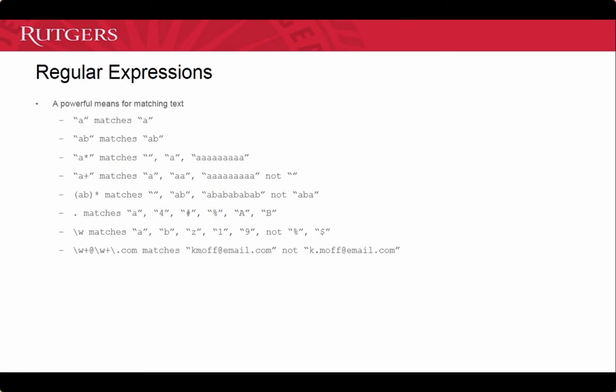Okay, and then com. So here, slash w plus matches kmof, right? Then the at symbol matches this. Then slash w plus again matches email. Then a dot, then com. But it does not match this, because the way you would do this, you say slash w plus matches k, then it's at does not match this, so it breaks.